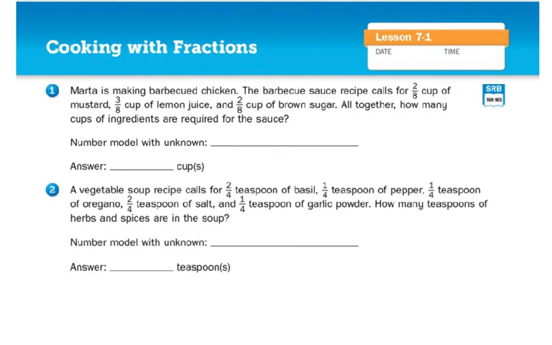Let's continue on to page 230. Would you move to page 230? Cooking with fractions. Who loves to cook? Well, Marta does. Number 1, Marta is making barbecued chicken. The recipe calls for 2/8 cup of mustard, 3/8 cup of lemon juice, 2/8 cup of brown sugar, and all together, how many cups of ingredients are required for the sauce? So we're going to add together all of these fractions.